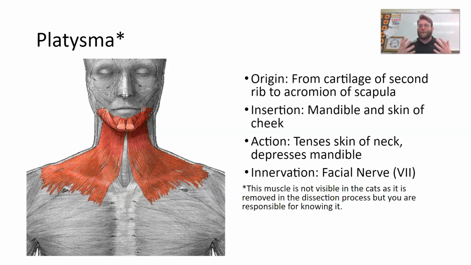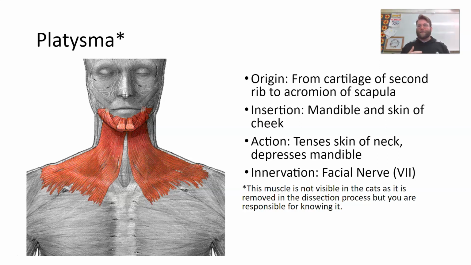It's not easily visible, mainly because we end up removing it as part of our dissection process. But it's the sheet-like muscle that comes from the lower part of your jaw all the way down to the front of your sternum. Okay? This is what you can tense if you think about gritting your neck. The platysma originates from the cartilage of the second rib, down here, all the way up to the acromion process of the scapula, around this area. And then it inserts up on the mandible and into the skin of the cheek. So it actually inserts into that skin there.